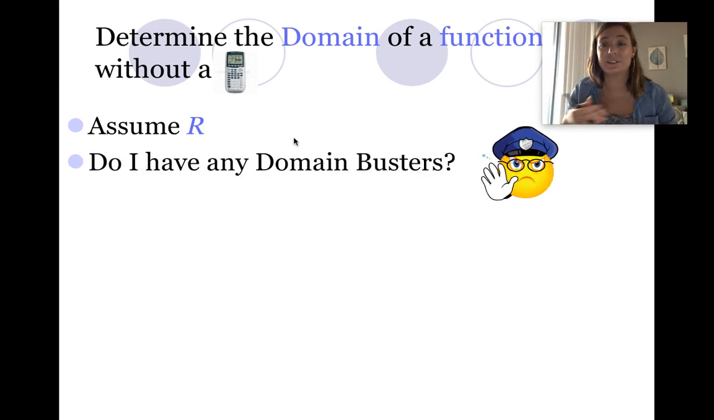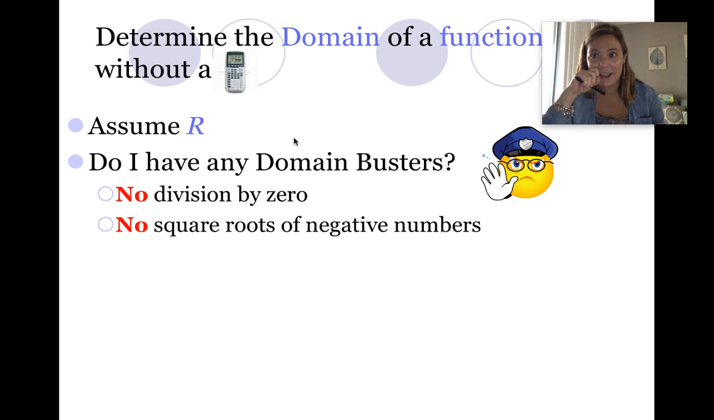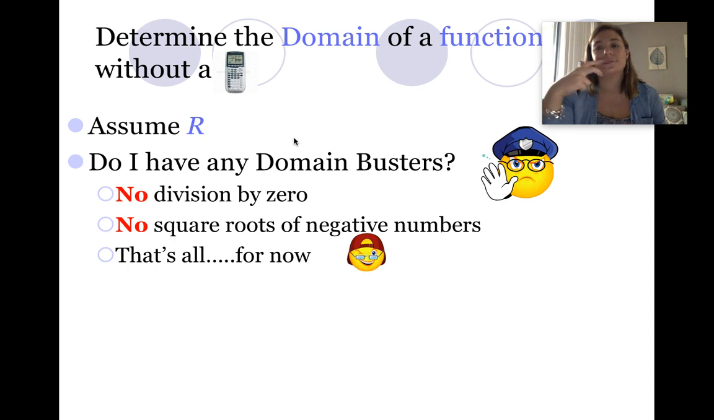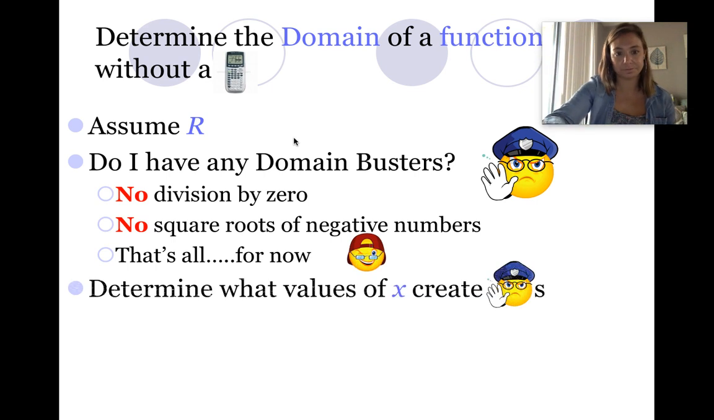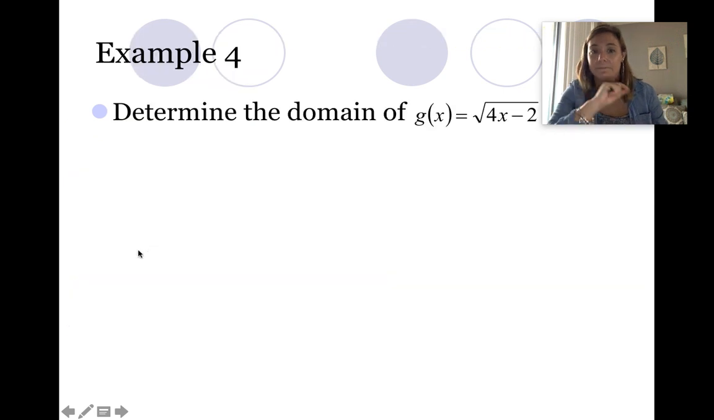Do you have any what I'm going to refer to as domain busters? Do we have anything that's just not allowed is what you want to think through. Can't divide by 0. You can't take the square root of a negative. We're working in the real number system. Those things are no-nos, we can't do that. That's all for now. There'll be more things that you can't do later. Determine what values create these domain busters. Which values do this? What value is going to cause you to divide by a 0? Which value is going to cause you to have a negative under your radical? Kick them out. Those have to leave our domain. So eliminate those from the domain.